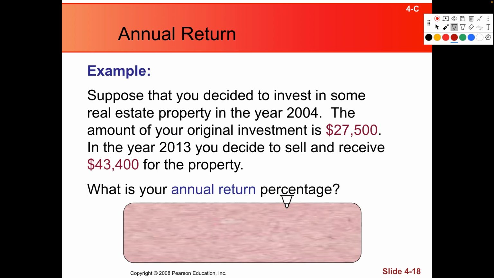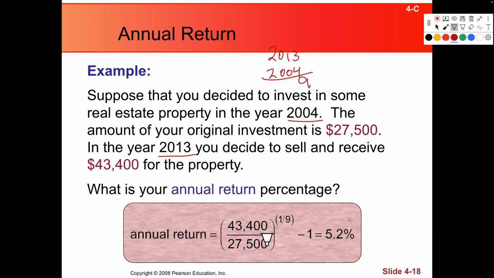So let's look at that same example, but now this is going to incorporate the time frame that it was, 2004 to 2013, which is how many years? 2013 minus 2004 looks like 9 years. So we're going to see what would be an annual return on this.